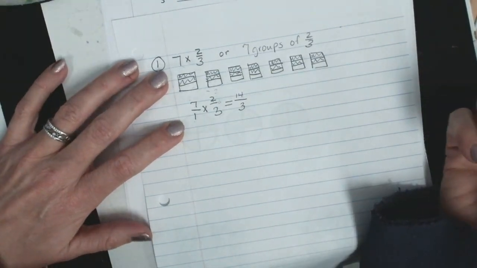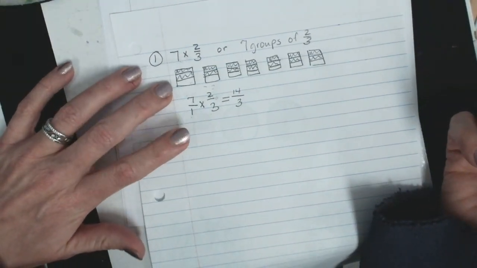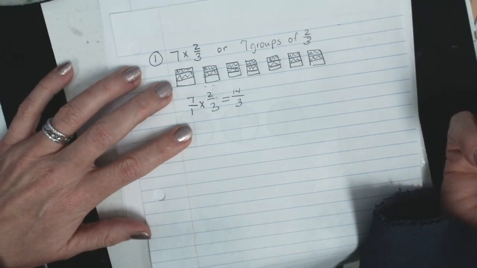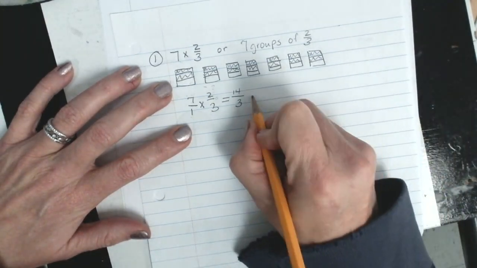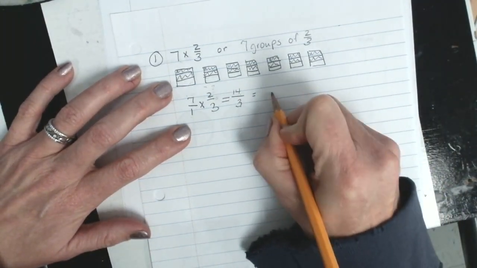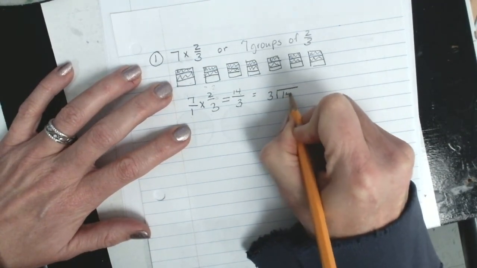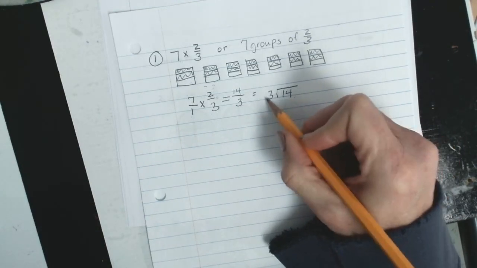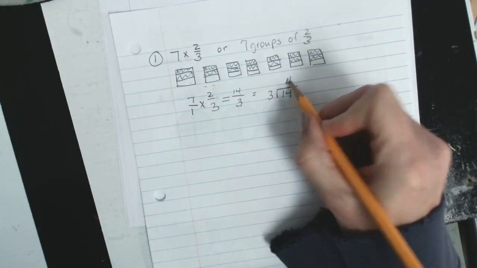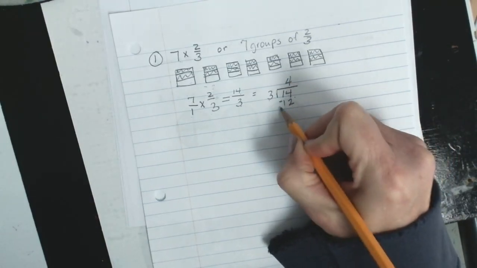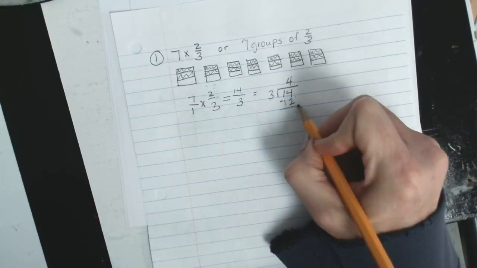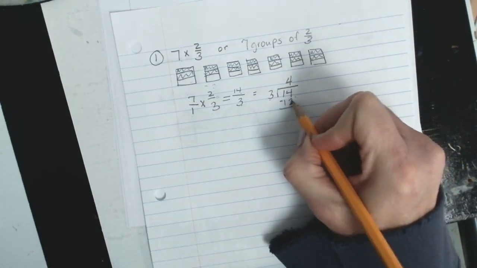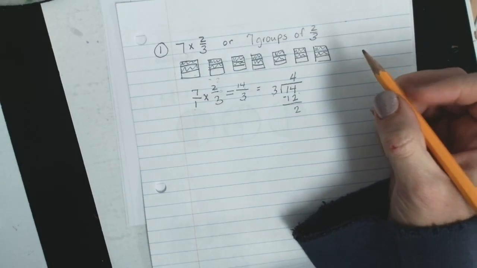You will have improper fractions all day today. You cannot leave them improper. It will be counted wrong. You must divide the numerator into the denominator. 3 can go into 14. Let's see, 3 times 4 is 12. So 4 times, and 14 minus 12 will give us 2.